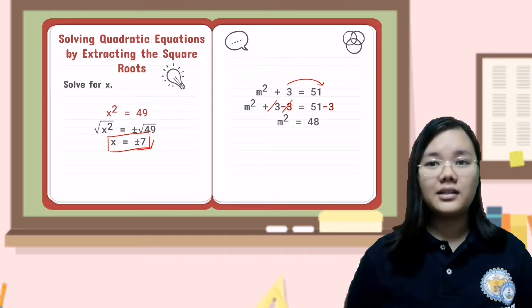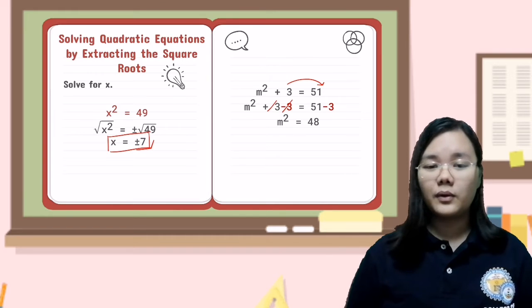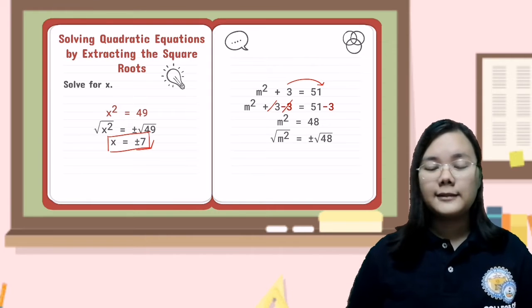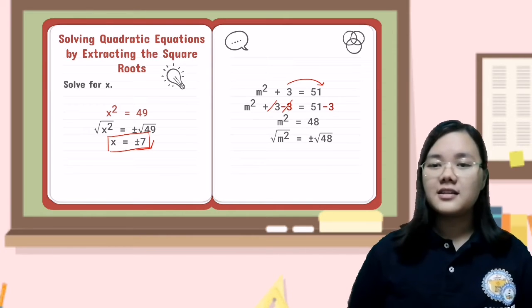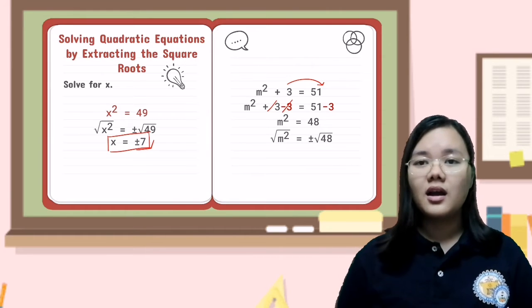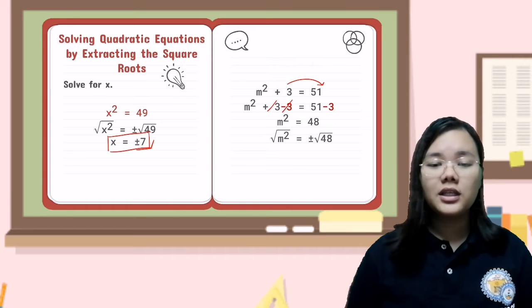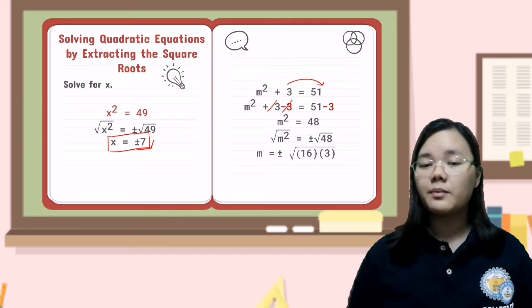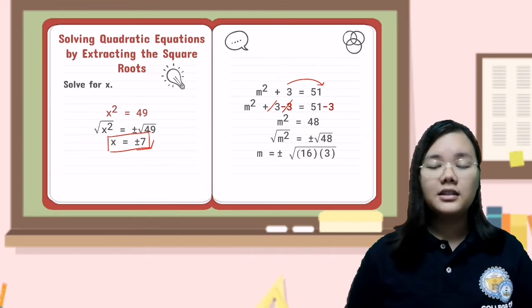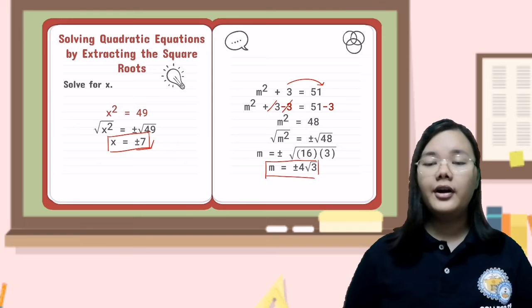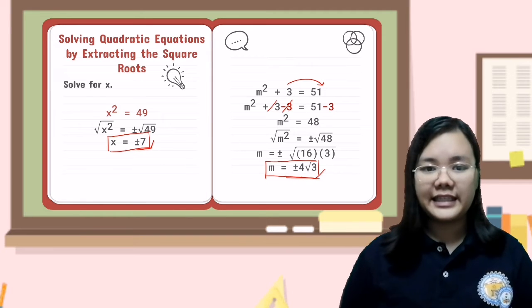m squared equals 48. So square root of both sides. Since 48 is not a perfect square, we can only simplify it. The factors of 48 are 16 and 3, and 16 is a perfect square, so we can simplify. Our final answer will be m equals positive and negative 4 square root of 3.